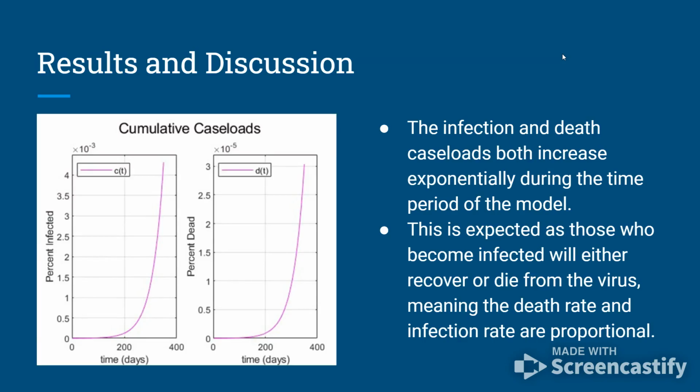Our third graph shows the cumulative caseloads for the infected and removed individuals over the pandemic time period. As you can see, the infection and death caseloads both increase exponentially, which is expected because all of the individuals that became infected either recovered or died from the virus. This means the infection rate is proportional to the recovery and death rate, which can be seen in this graph.